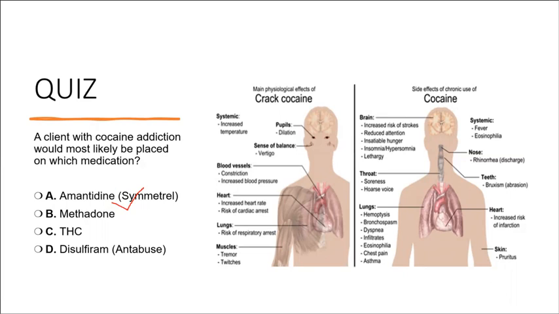I know B is wrong. B is used for opioid addiction. C is actually marijuana. It's not used for replacement therapy. THC stands for tetrahydrocannabinol. It's a principal psychoactive constituent of cannabis. And I know that D is actually wrong. It's used for alcohol abuse.